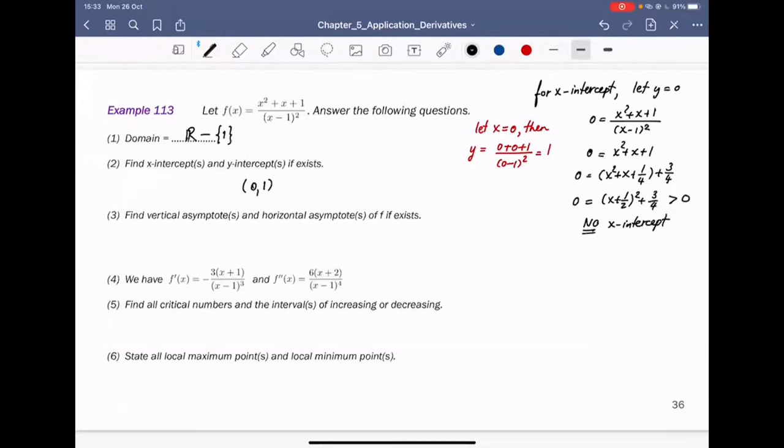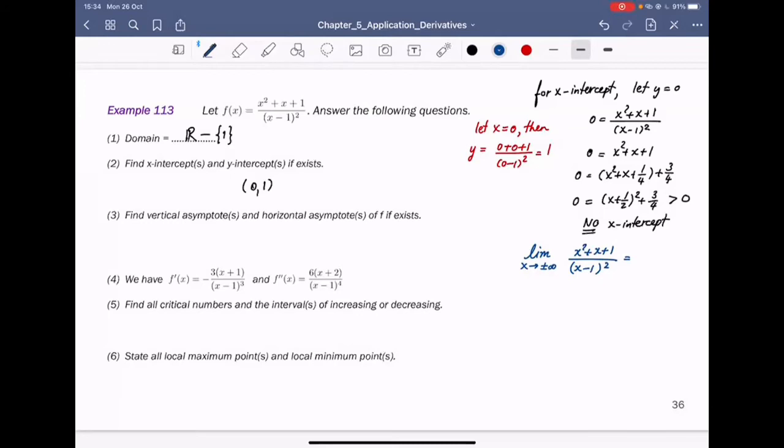So now let's look at the vertical asymptote and horizontal asymptote. For this question, we are going to look at the limit when x goes to plus or minus infinity of x squared plus x plus 1 over x minus 1 squared. This is going to be your horizontal asymptote. So what is going to be your horizontal asymptote?